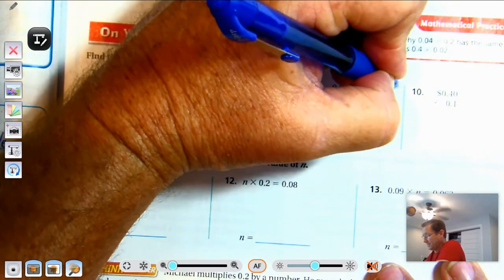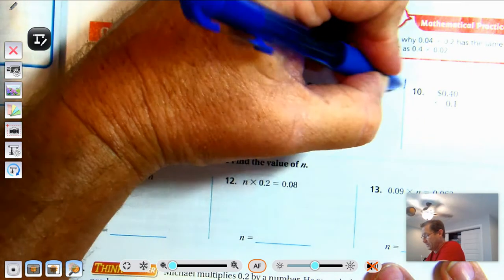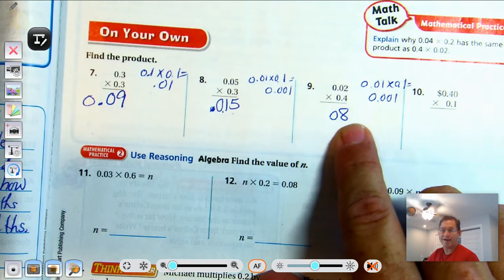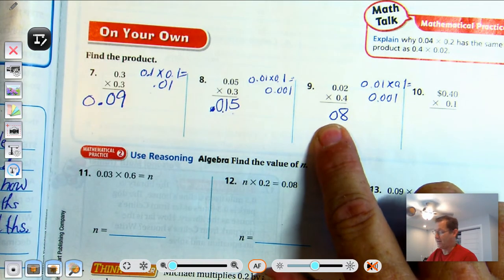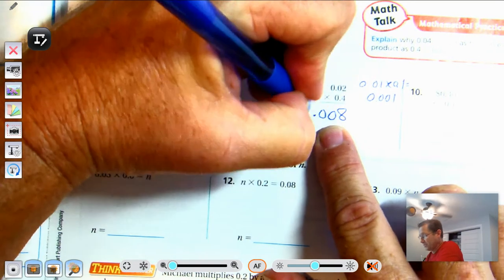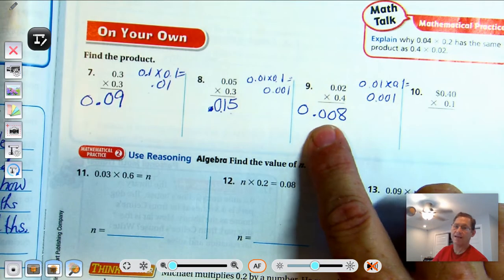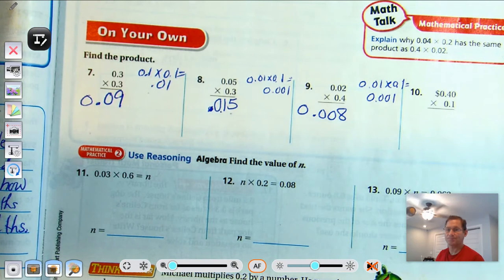4 times 2 is 8. Hundredths times tenths equals thousandths. So right now we only have 8. That would be 8 tenths. If I put 1 0, that's 8 hundredths. So I need a second 0 to have 8 thousandths.